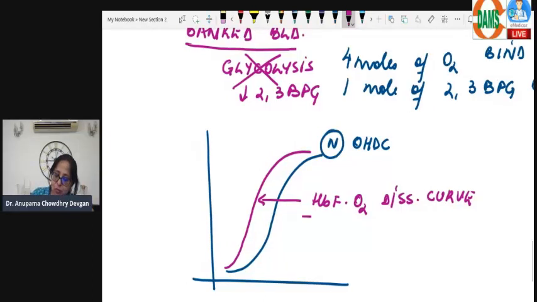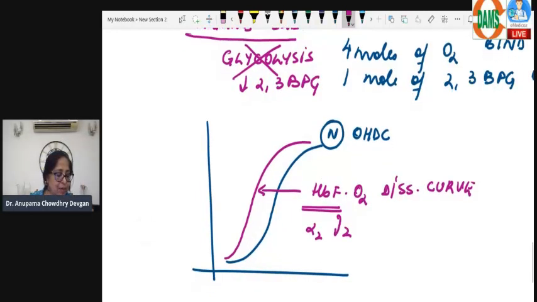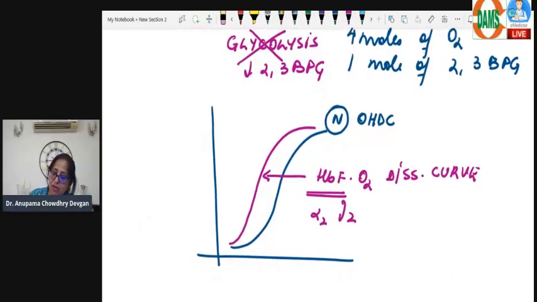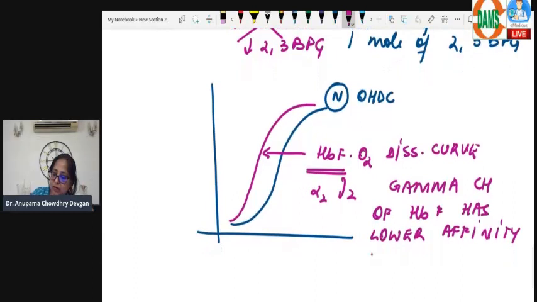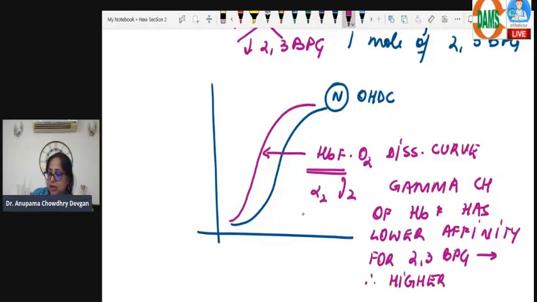Why is it to the left? Because when you look at HbF, this is alpha 2, gamma 2. Adult hemoglobin is alpha 2, beta 2. And remember, the gamma chain of HbF has a lower affinity for 2,3-BPG, and therefore a higher affinity for oxygen.